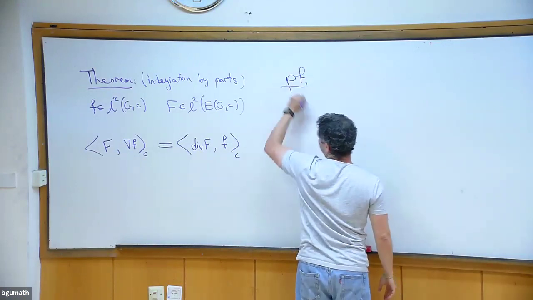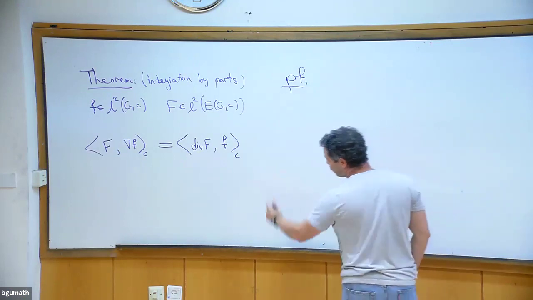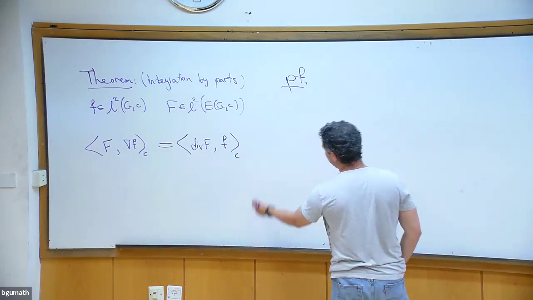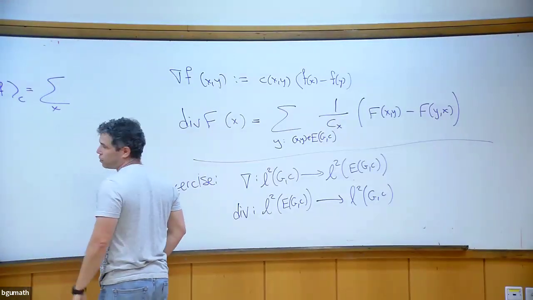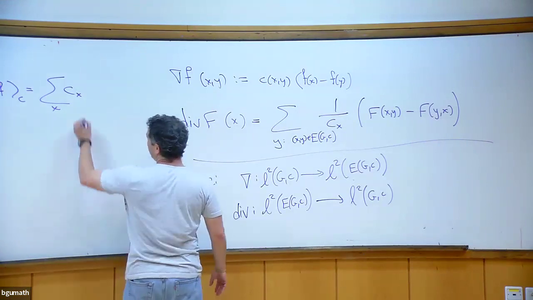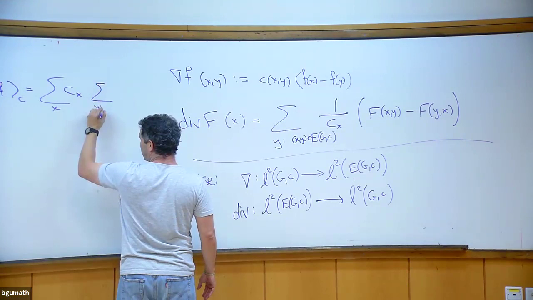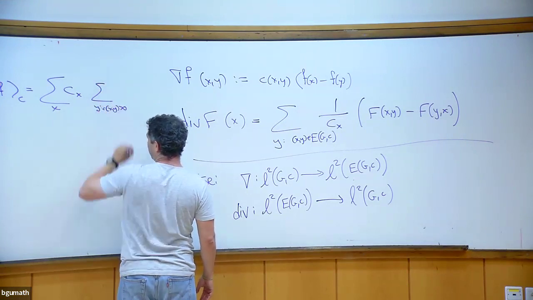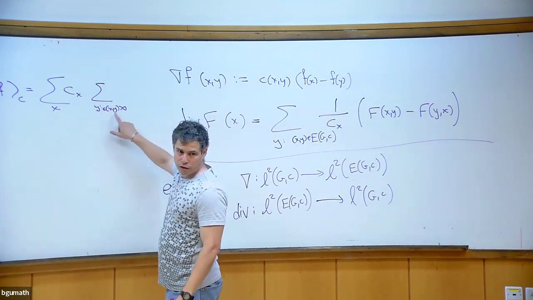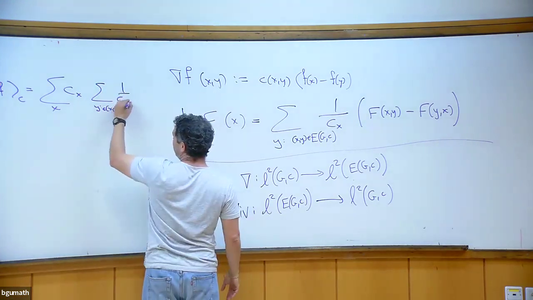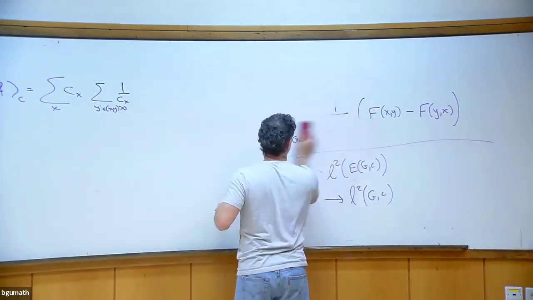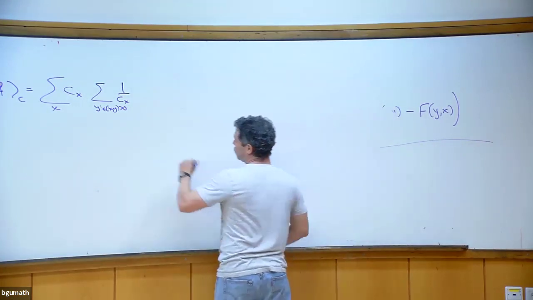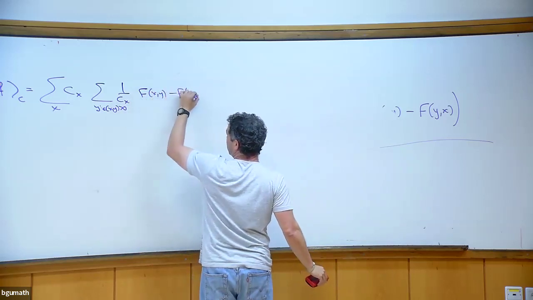Proof. We need to compute things. Let's start with the right-hand side: the inner product of the divergence of F with f, c. We take inner products by summing over x, multiplying by c of x. Now, what is the divergence of F? I sum over all the y such that c of x, y is positive, meaning y is connected to x by an edge, of 1 over c of x times F of x, y minus F of y, x. I just plugged it in.